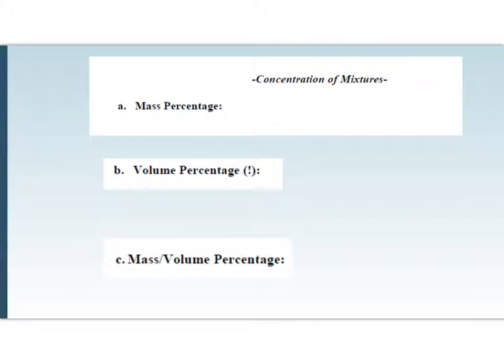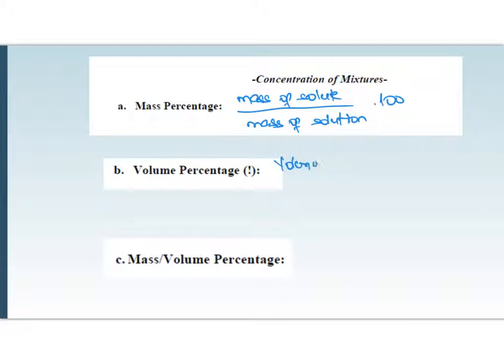Now, what about the concentration of the mixtures? The first one, mass percentage. It is mass of solute over mass of solution times 100. Now, what about volume percentage? This is volume of solute over volume of solution, again times 100. Now just be careful.